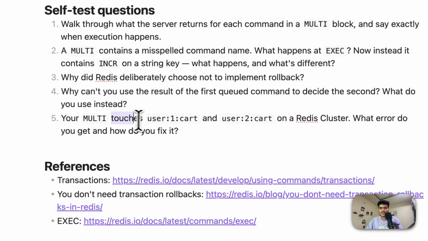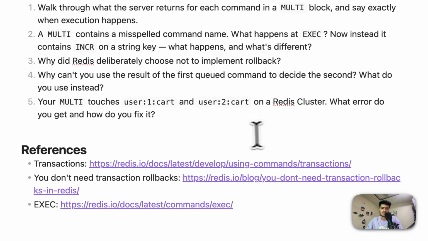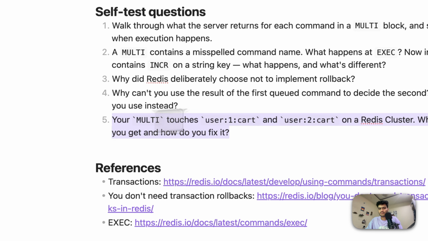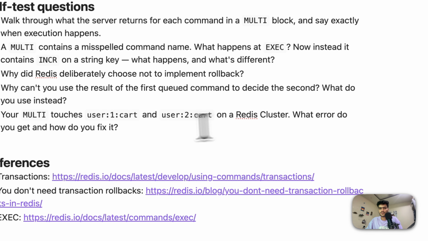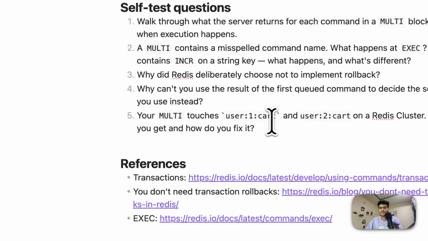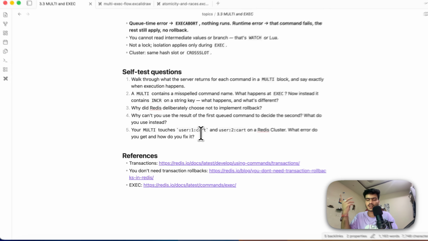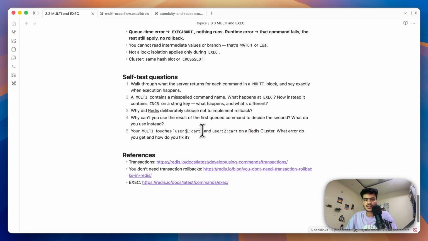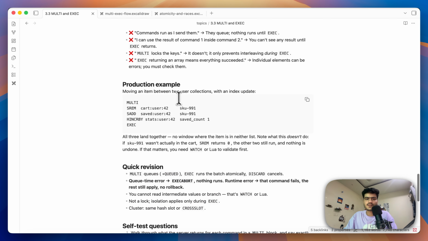Okay, so your transaction touches the cart for user 1 and user 2 on Redis Cluster. What error do you get and how do you fix it? I don't think we would get any error because both users have different carts, so obviously you can run these in transactions. I have some references as well at the end; you can check them out in my notes. So yeah, that was all about transactions.